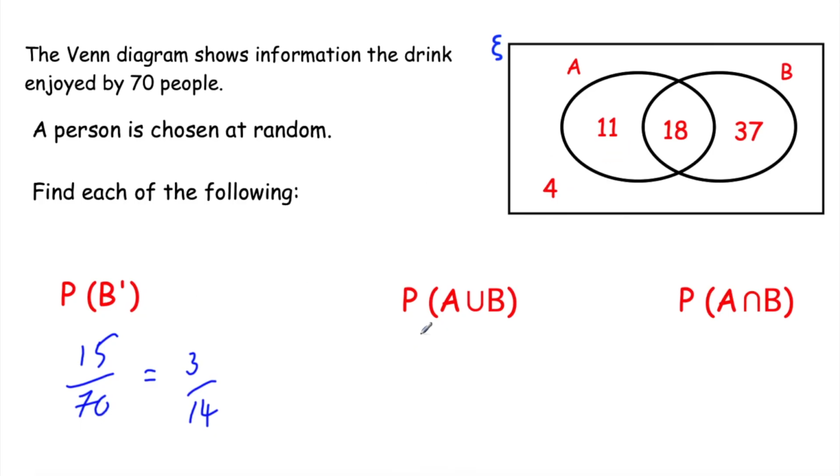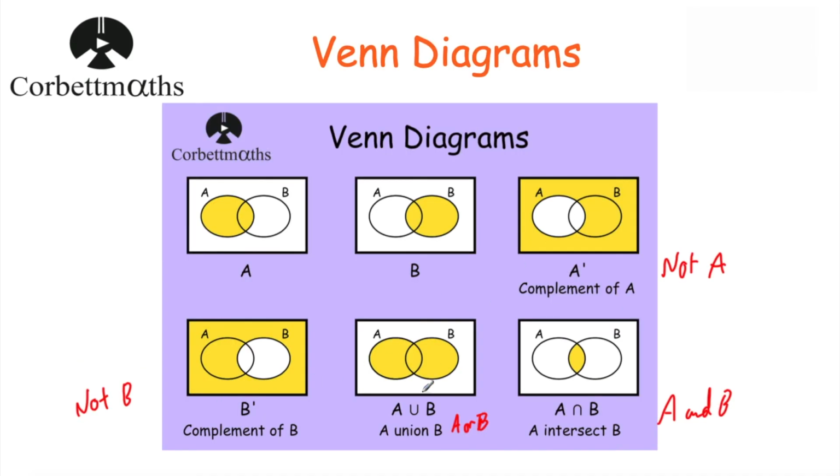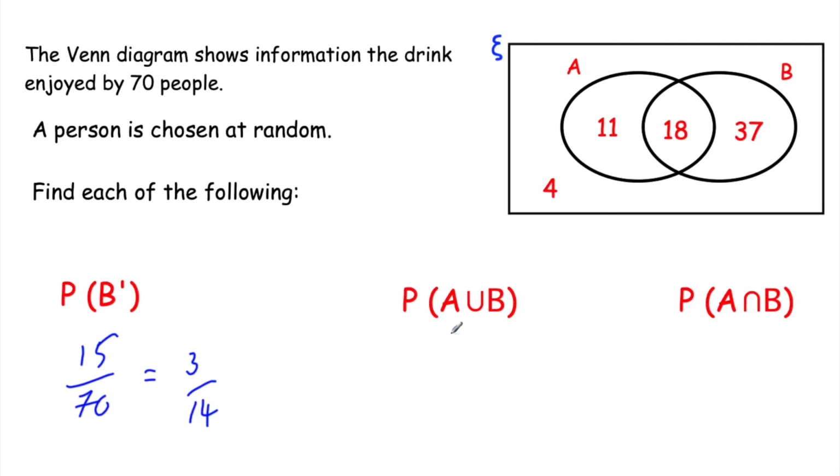Okay, next we've been asked to find the probability of A union B. Remember, union means or, so the probability of A or B. So that's either A or B. So let's go back to our Venn diagram. So that's the probability that someone likes A or B, or both. So that means that A or B would be that region, or that region. So it's anyone in A or B.